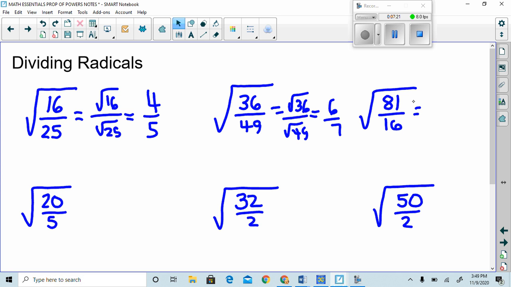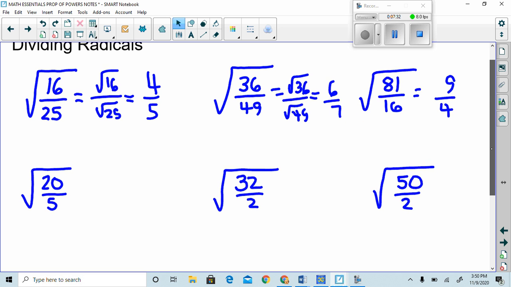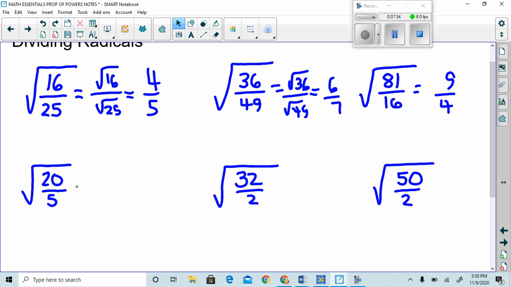And again, I can break this down. Square root of 81 is 9. Square root of 16 is 4. Now, in each of those, we had perfect squares, and that was the preferred method. However, in the next grouping, I'm going to divide first and then simplify.